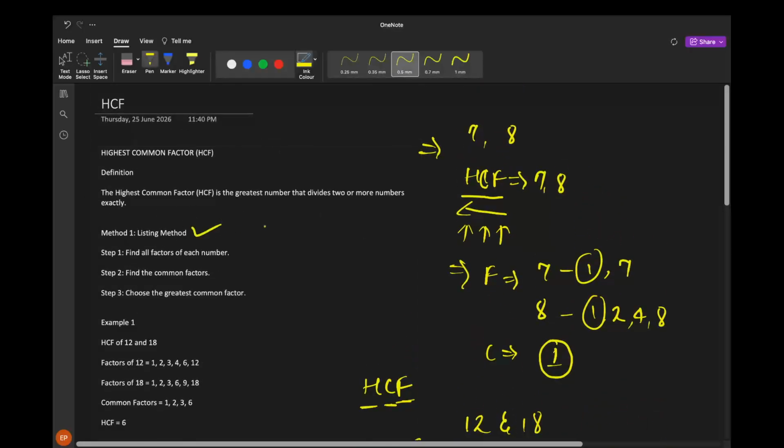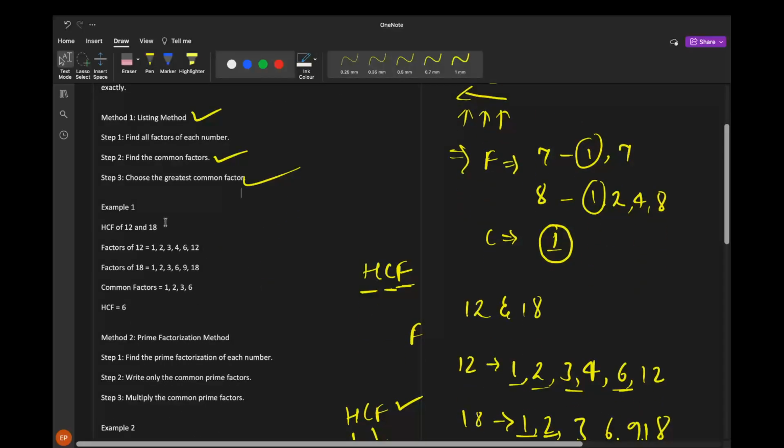First one is listing method. This is what we discussed. First find all the factors for each number. What we did here: first writing the factors, then find the common factors, then choose the greatest one. That's it. Already we solved for 12 and 18, as 12 has 1, 2, 3, 4, 6 and 12 as factors. For 18, 1, 2, 3, 6, 9, 18. Common ones are 1, 2, 3, 6. So 6 is the highest one. So HCF is 6. That's it.